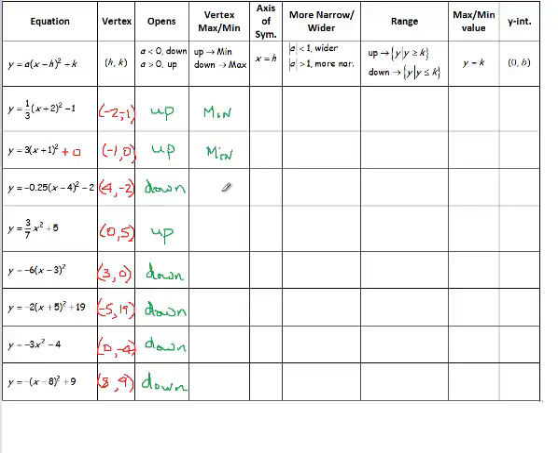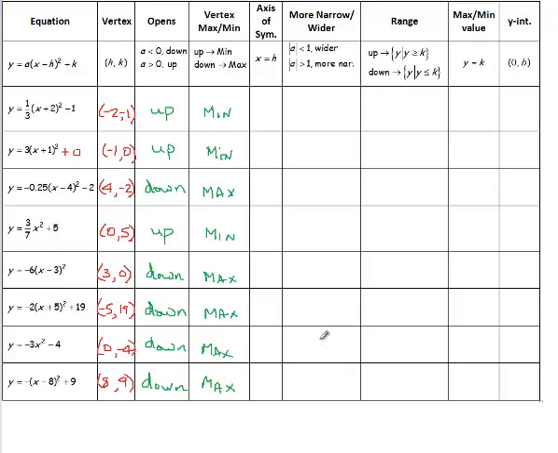And you already determined if it's opened up or down. So if it opens up, this one's a min. This one is also a min. And then the last four open down. So they're all maximum points. So when it opens down, the vertex is a maximum.